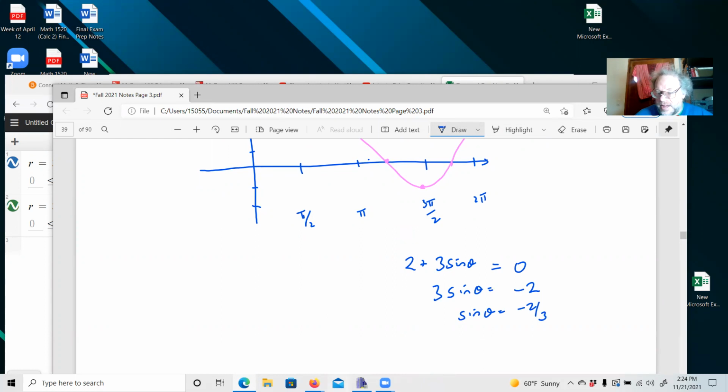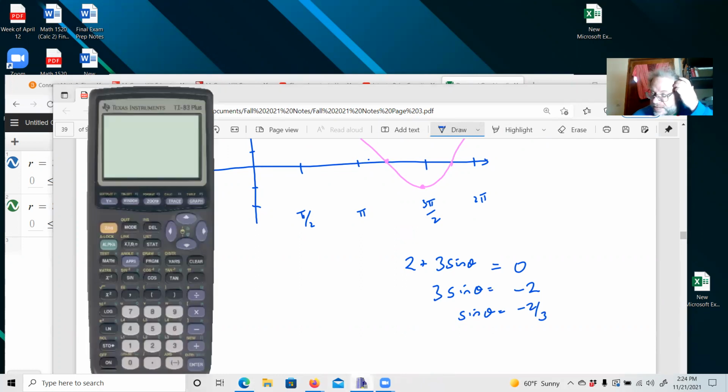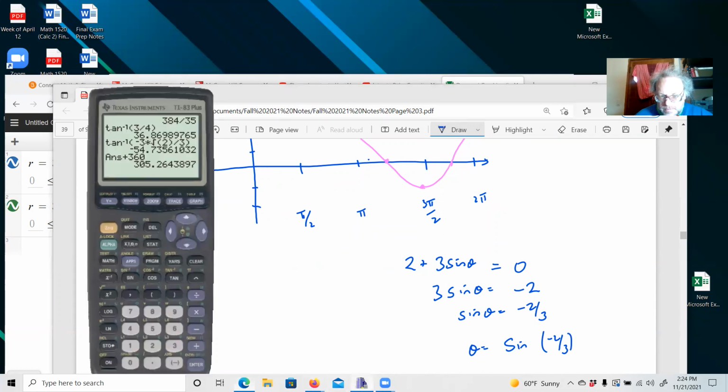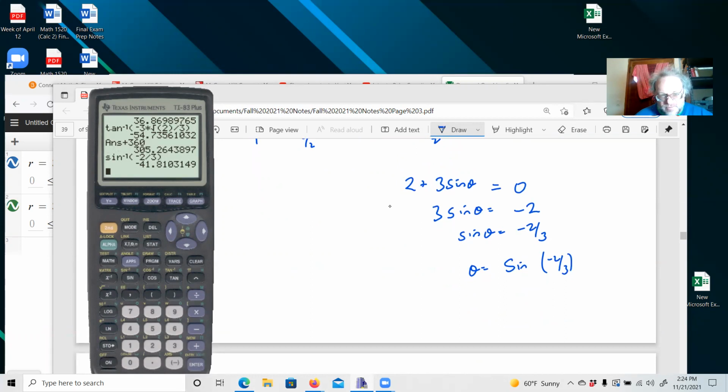Where is that? And again, it doesn't matter if you work in degrees or in radians. For the sake of simplicity, we're going to say theta is equal to sine inverse of negative 2 over 3. So we have inverse sine, or arc sine, depending, of negative 2 over 3. And this is going to be in degrees, so be very careful to remember that. This is going to be negative 42-ish.